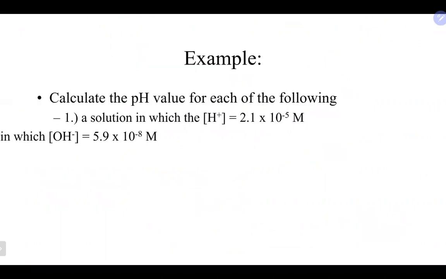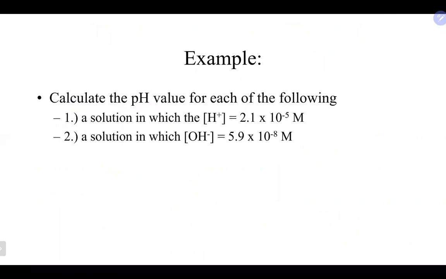All right, so I think that's kind of where we left off. I don't think we did this example here, so why don't we do it? Let's calculate the pH for each of these solutions and determine: is it acidic, basic, or neutral? These are 2 separate solutions. One has an H+ concentration of 2.1 times 10 to the minus 5. One has a hydroxide concentration of 5.9 times 10 to the minus 8. So take a few minutes and see.